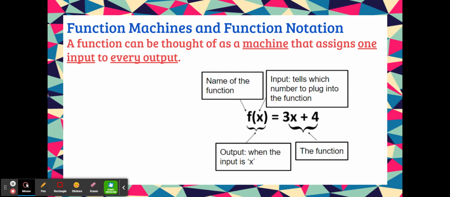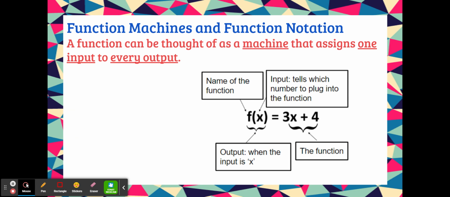Function machines and function notation. A function can be thought of as a machine that assigns one output to every input. So f stands for the name of the function. I can use g, that would be the name of the function. H would be the name of the function.